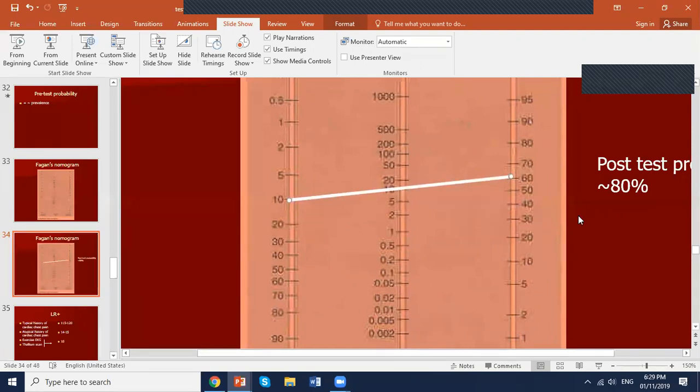Did it help? Kind of. You're still not too sure after doing the stress test, even if it's positive, that the chance that this person has heart disease is really high. Because the initial risk was low.